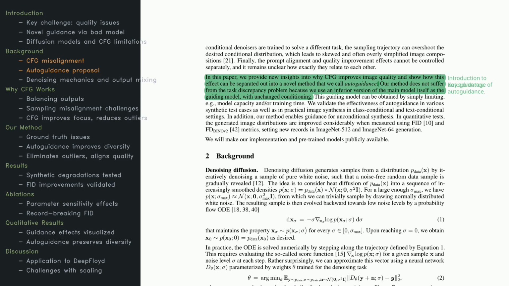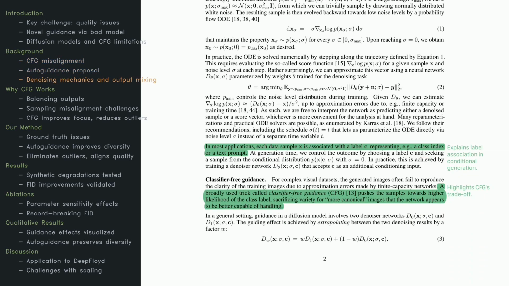The authors propose autoguidance, which uses a smaller, less trained version of the model to guide the main model. It sidesteps the misalignment issue and works for conditional and unconditional tasks alike. They tested this on ImageNet, and the results look strong, setting new benchmarks in fidelity and diversity. They also plan to release their code and pre-trained models, so keep an eye out for that.